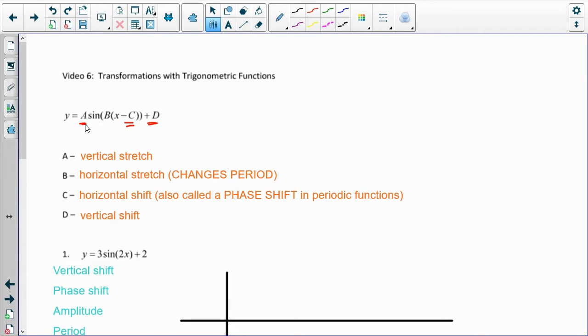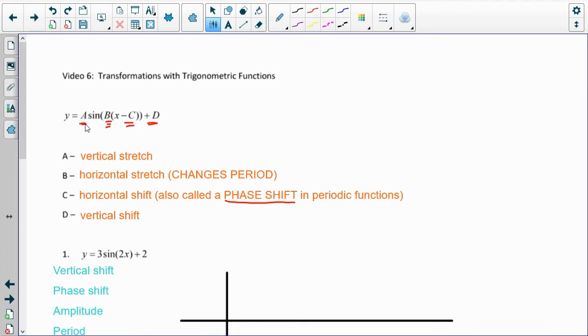Now, one thing that you will notice in this chapter when we're dealing with periodic functions, we call horizontal shifts phase shifts. It's just a shift of where our cycle starts. So it's like where the phase of our cycle starts. So there's just a slight vocabulary change, but it's still a horizontal shift. And then b represents a horizontal stretch, which in essence, for periodic functions or trig functions, changes the period.